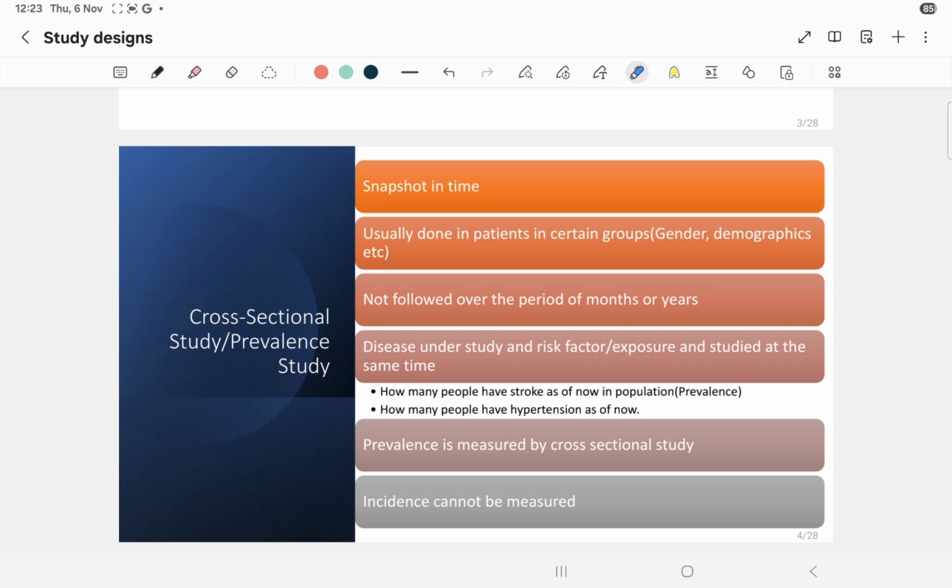So what do we measure from this type of study? We measure prevalence. We cannot measure incidence. Why? Because we are not following up with the patient over a period of time, so we will never know when the patient has developed the disease. Incidence means how many people develop the disease over a period of time. So we cannot measure incidence, we can only measure prevalence.